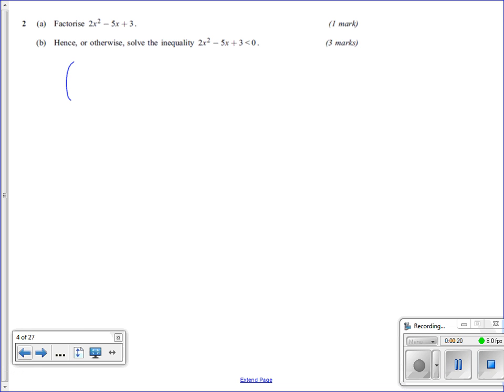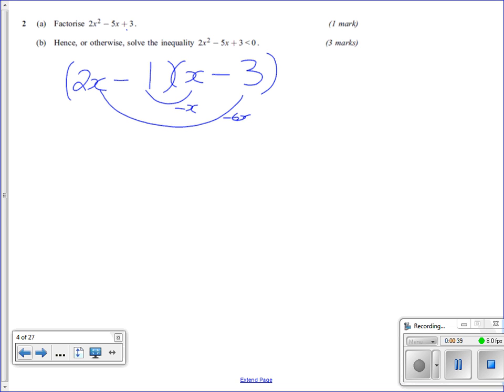So we know we're going to have to start with a 2x and an x. And we see it's positive at the end here and negative here, so they're both going to have to be negative. And really, we know it's got to be 3 and 1. Let's try it this way round. Now, even if you did try it that way round, you then notice, oh, I've got a minus x here and a minus 6x here, so we haven't got it round the right way. Well, it must be the other way round then, mustn't it? And there is the factorising that you were expected to get.